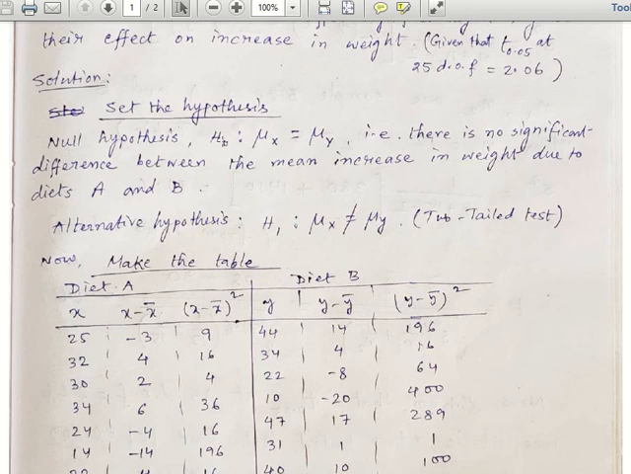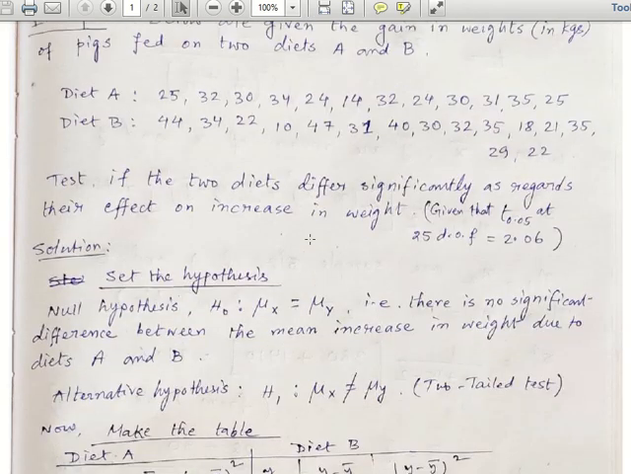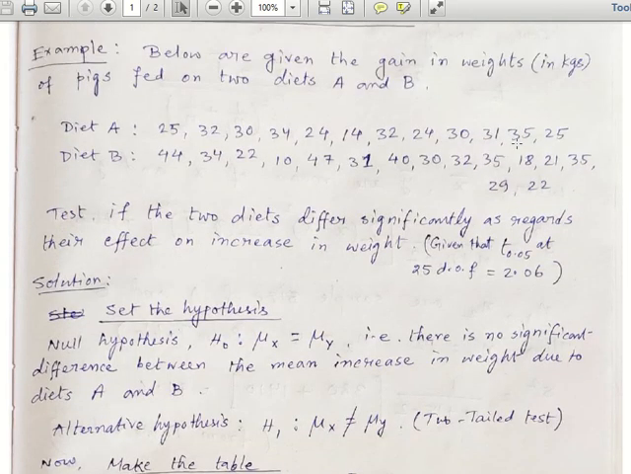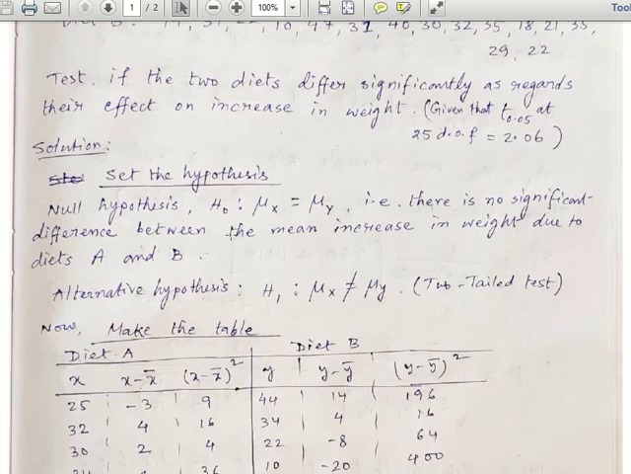Null hypothesis, what we should test here is whether the average gain of weight after applying diet A and the average gain of weight after applying diet B are equal or unequal. So our null hypothesis should be mu x equal to mu y.